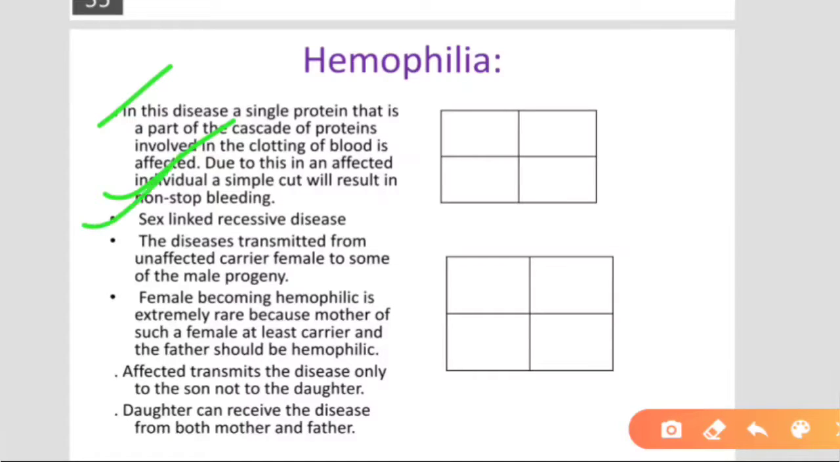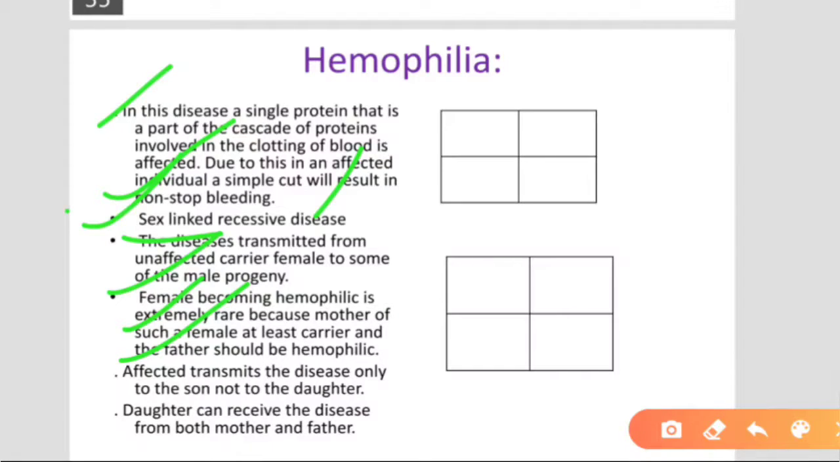It is a sex-linked disease. This is the important character. This is a sex-linked recessive disease, right? This disease is transmitted from an unaffected carrier female to some of the male progeny. A female becoming hemophilic is extremely rare, because the mother of such a female must be at least a carrier, and the father should be hemophilic. Then she can be a sufferer.